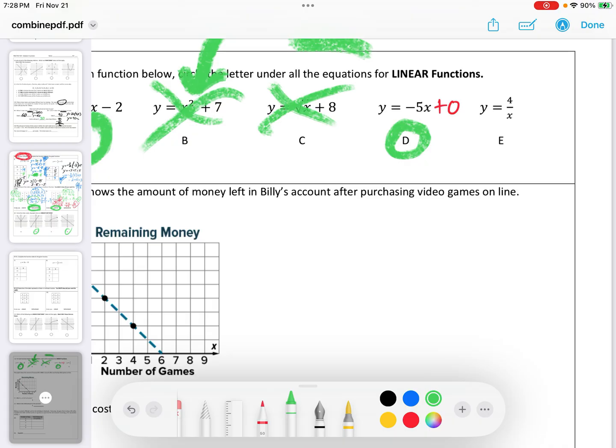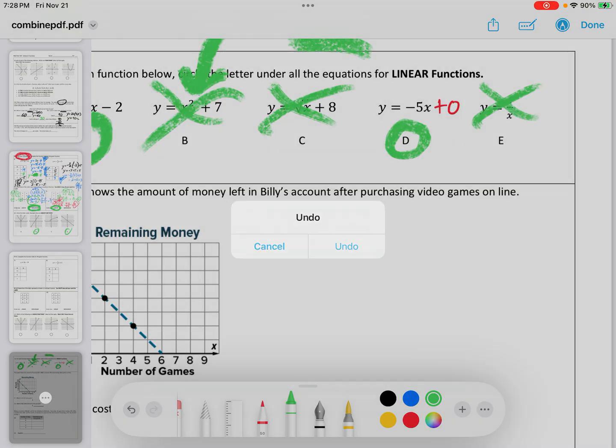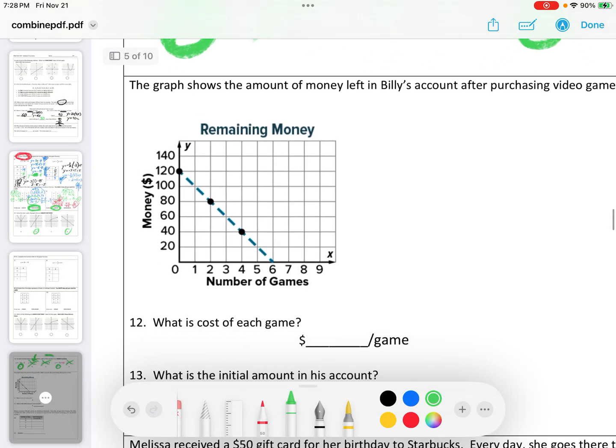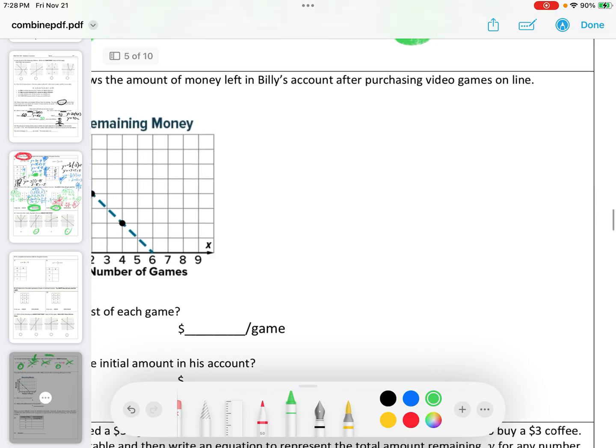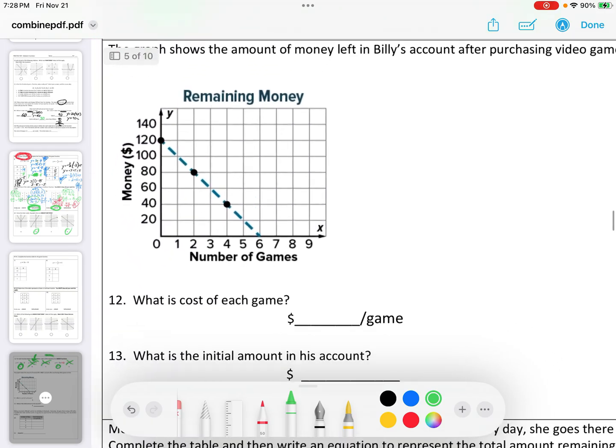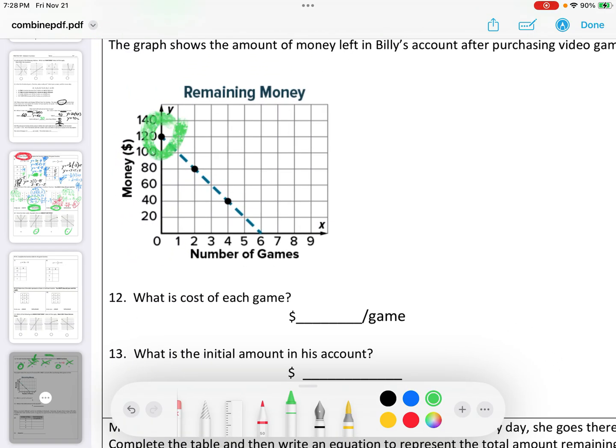Back to the crayon. 4 divided by x. Now, when you graph this, it looks crazy. We could make some points, but trust me, that is not linear. Okay, graph shows the amount of money left in Billy's account after purchasing video games. Okay, he started with $120, and then he started spending money.